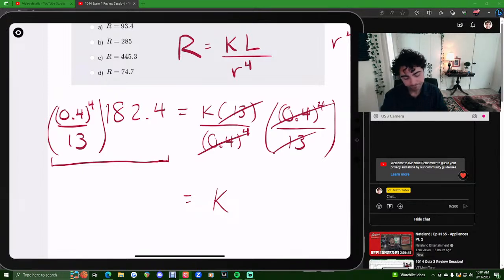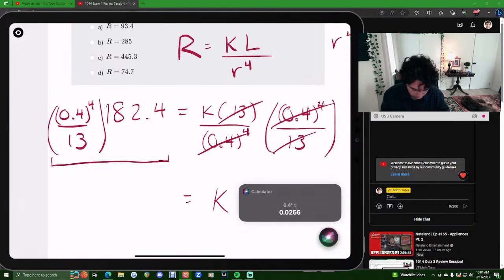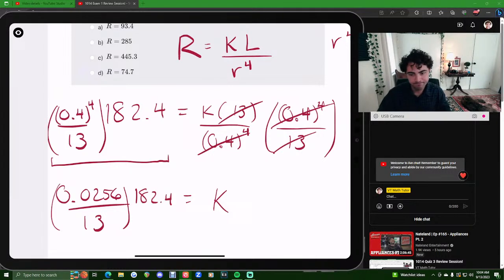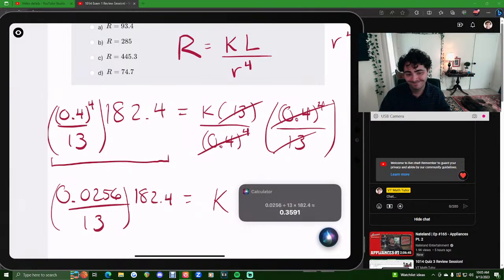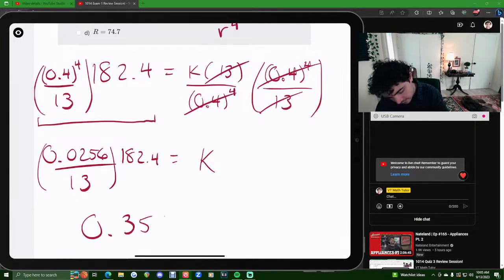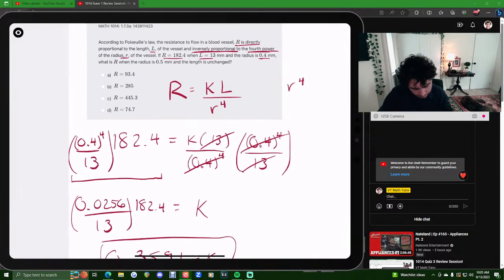So let's try that in Siri. Ready? 0.4 to the fourth power divided by 13. It's approximately 0.0256. Fair enough. I was not quick enough. So we have that times 182.4. Let's try it again. 0.0256 divided by 13 times 182.4. That would be approximately 0.3591. All right, so 0.359. We'll go ahead and tack on the 1. Why not? This is our K value. We're not done, but that was our first step.